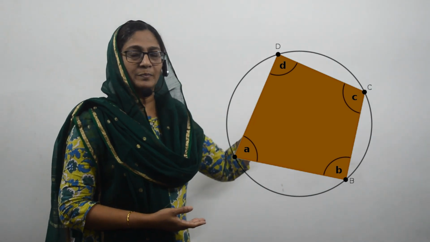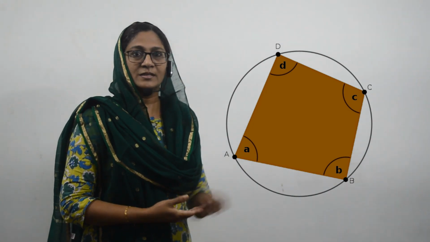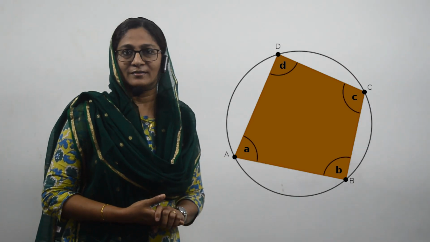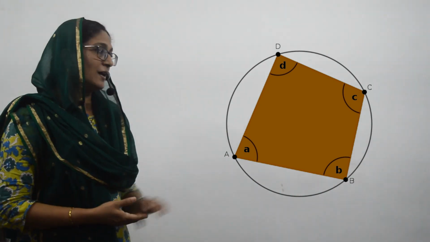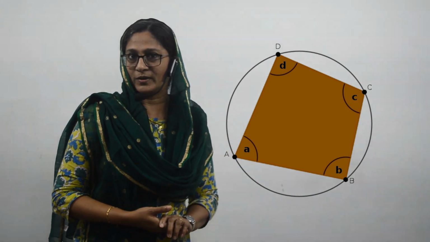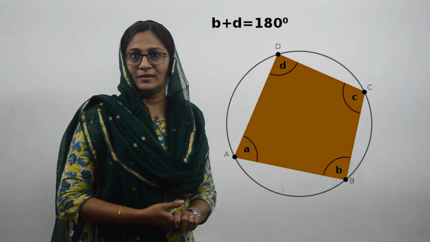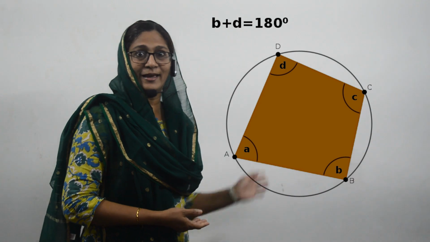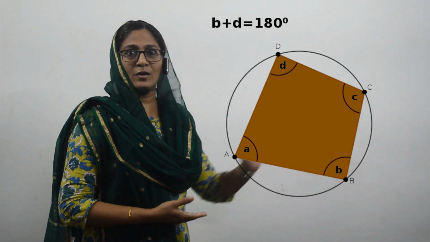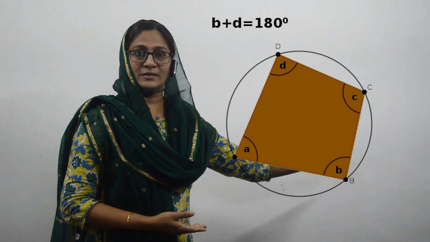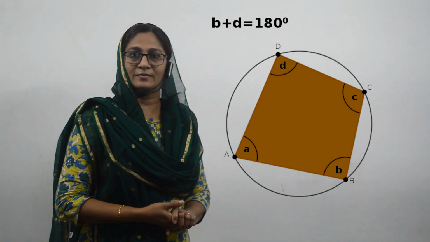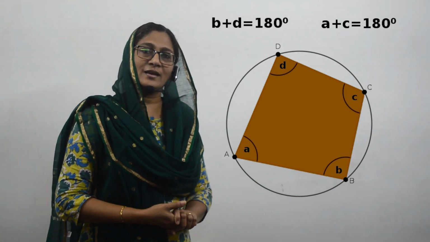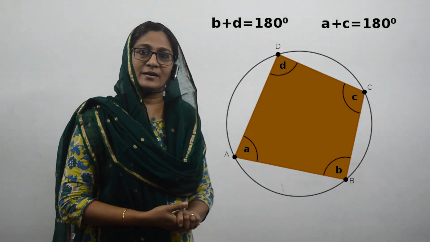Consider angle B and angle D. Aren't they supplementary? Yes, because angles in opposite arcs are supplementary. So we have the result B plus D equals 180 degrees. In the same way, if we look at angle A and angle C, they are also in two separate opposite arcs. The sum of these two angles is also 180 degrees. We can also say A plus C equals 180 degrees.